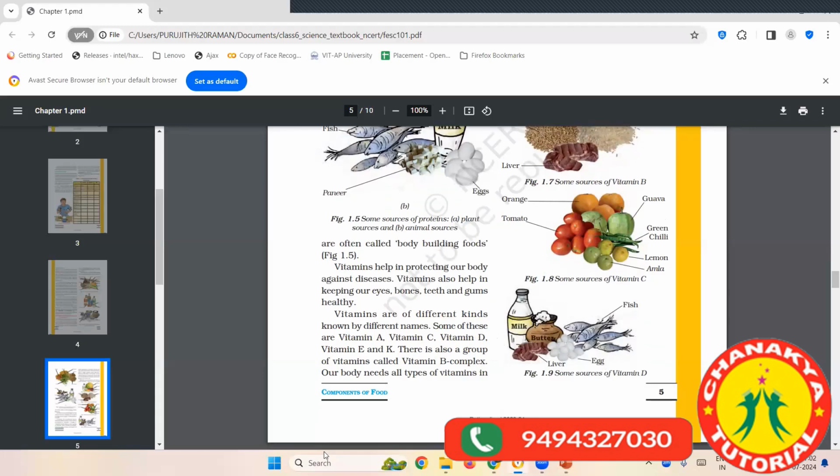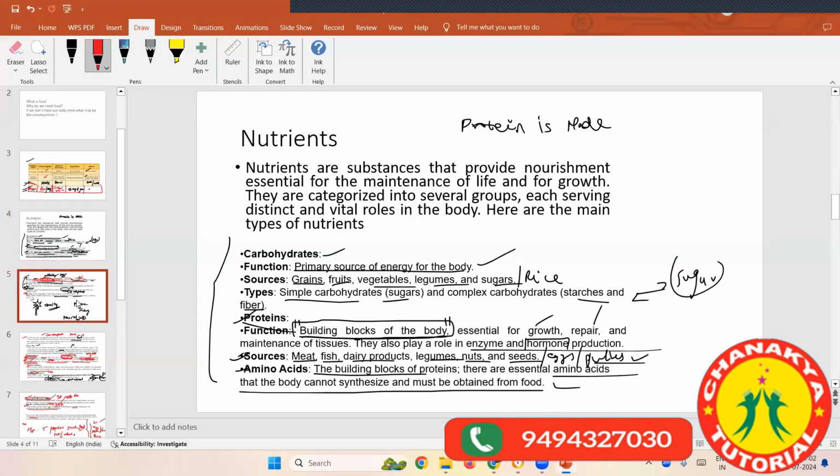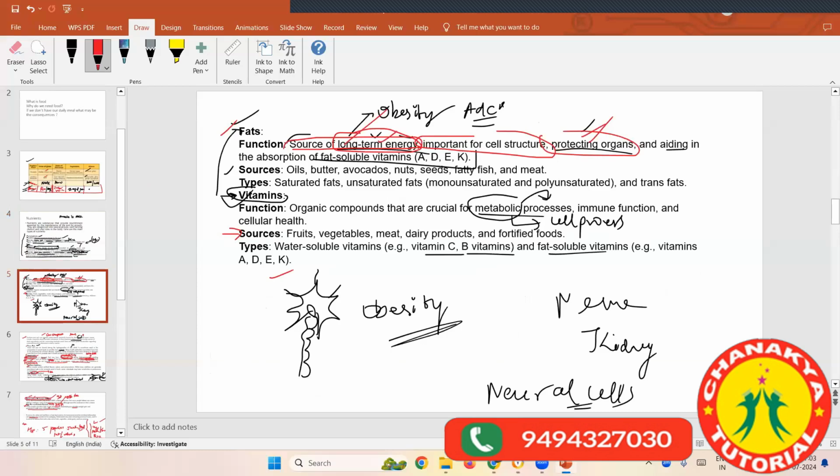Ma'am, and vitamins which can... vitamin K. Vitamin C, vitamin B, vitamin A, D, E, K. That's all. Vitamin A, D, E, K are all fat soluble vitamins.